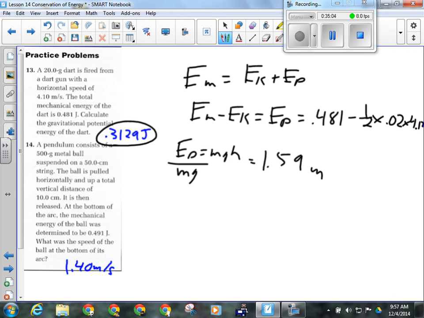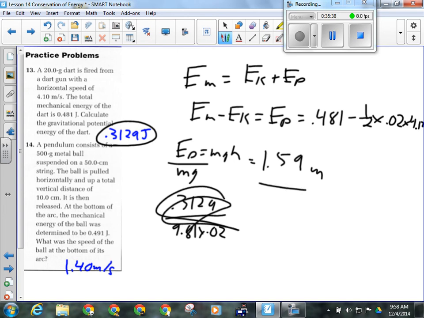Hey, that doesn't seem right somehow. That is really strange. Oh no, that's got to be right. I'm dividing by a decimal here: 0.3129 divided by 9.81 times 0.02. When I'm dividing by a decimal, that would make the top number bigger. Agreed? I like my reasoning, because that's the answer. 1.59 meters. It's not a very heavy dart.